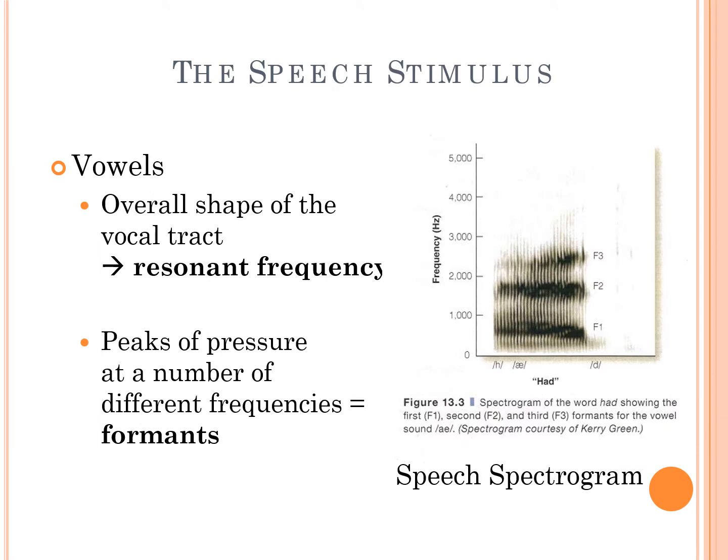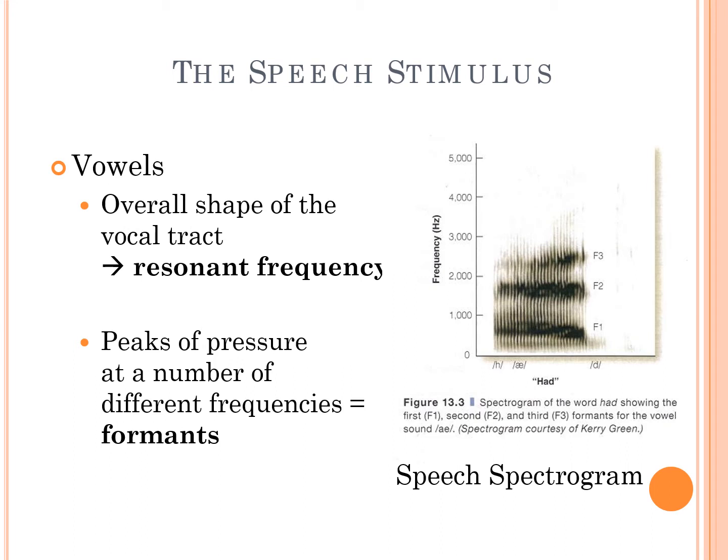Vowels are created by the overall shape of the vocal tract. As we are making an "ah" sound, in this case, what's on the speech spectrogram there, the "had" sound, as we're making that sound, there is a resonant frequency that's being created by the shape of the vocal tract. And we see these peaks of pressure at a number of different frequencies. So I'm going to walk you through this speech spectrogram for the word "had."